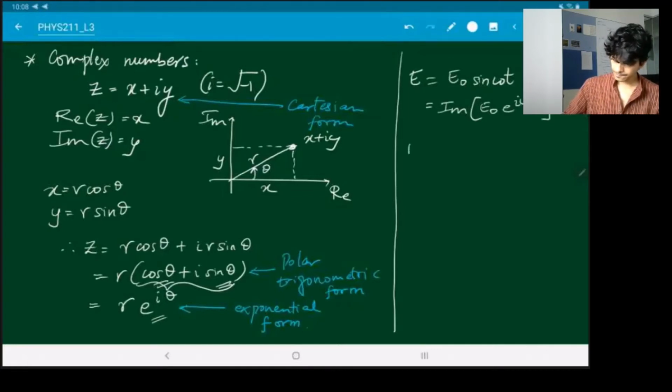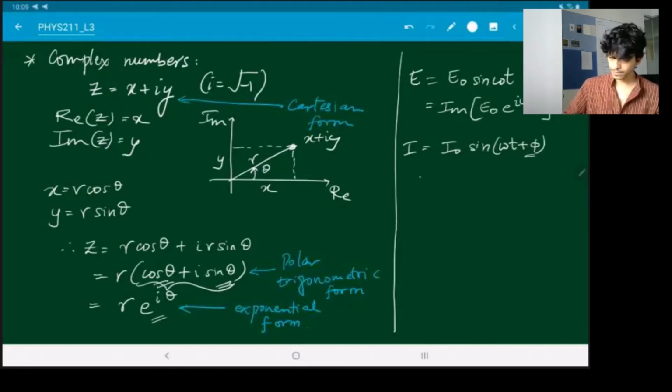And similarly, if I have a current which looks like this, why have I written this plus phi over here? Because this depends on whether the current is passing through a resistor, an inductor, or a capacitor. Accordingly, it will either be in phase with E, in which case phi will be 0, or it will lead or lag, in which case phi will be plus 90 degrees or minus 90 degrees. So I just kept this phi over here to be general.